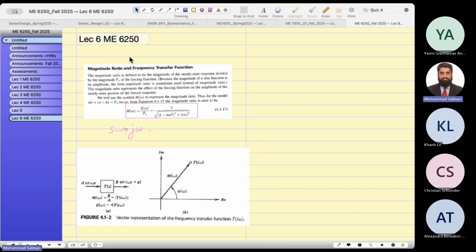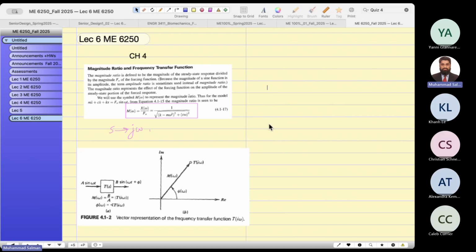Let me write it down here. And the topic is magnitude ratio. It's like a transfer function, and transfer function is defined as the output over input in the frequency domain. So you have to convert it into the frequency domain. Right now this is in the S domain, so S is replaced by j omega.